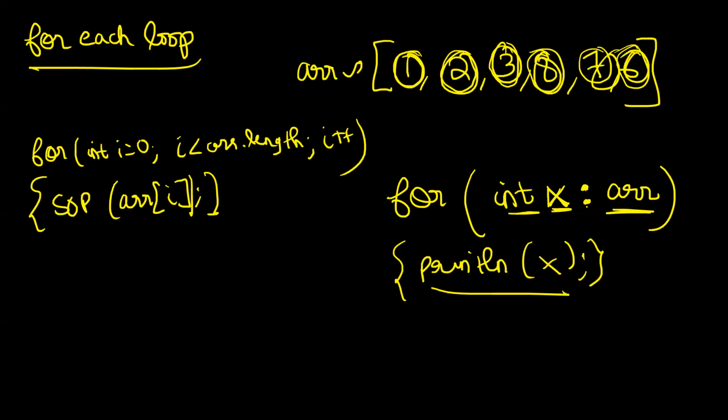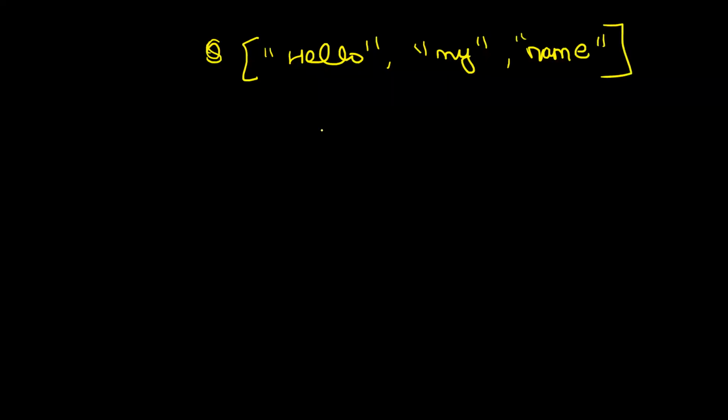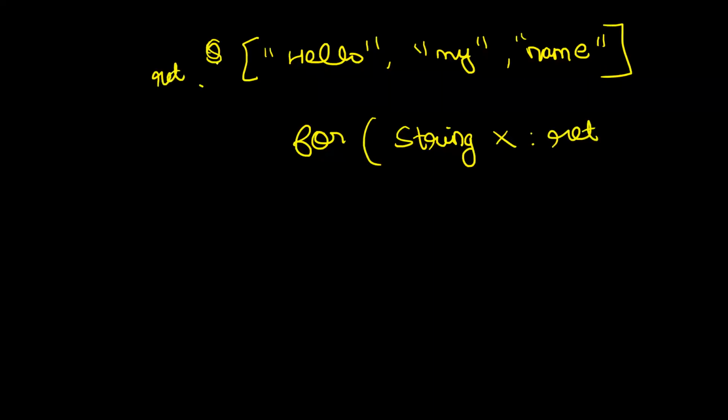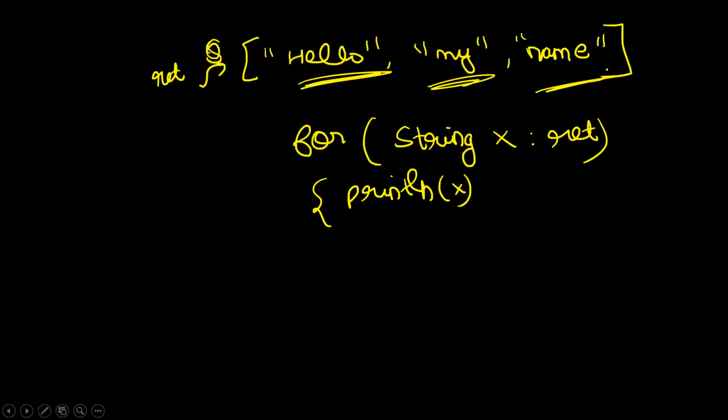So similarly, when you had an array of strings available with you, you can print the array of strings using a for each loop. How? For every string x, you can put here any name, right? For every string x belonging to ret, let's say the name of the array is ret. For each string x belonging to ret, can you please print x? So every string, the first hello will be printed, then my, then name will be printed. Okay.